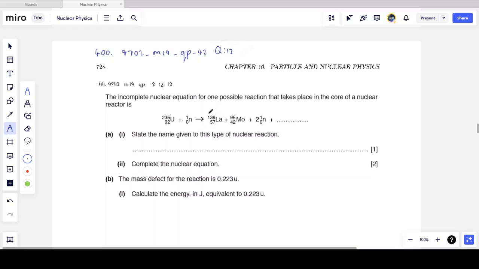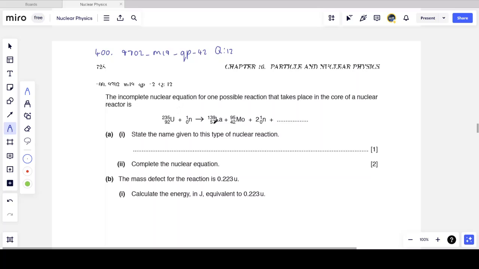Now we're told that the incomplete nuclear equation for one possible reaction that takes place in the core of a nuclear reactor is given as follows. And we are first told to state the name given to this type of nuclear reaction. So let's see what's happening. We have uranium-235 being struck by a neutron.